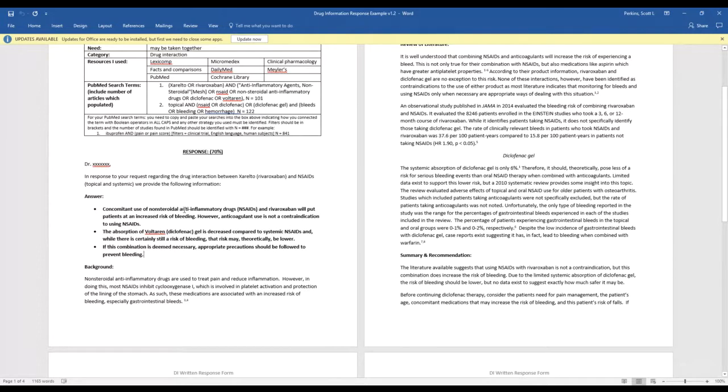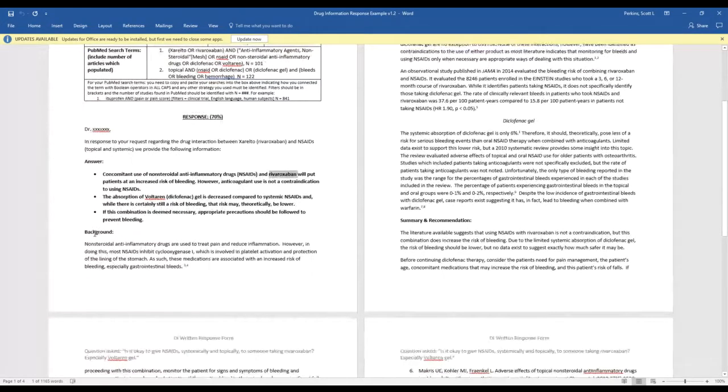I've directly targeted the issue with diclofenac gel, and I've directly targeted the issue regarding NSAIDs in rivaroxaban itself. We are obviously concerned about bleeds, and we're concerned about the overlapping risk of bleeds that inherently come with NSAIDs and the inherent risk of bleeds with an anticoagulant like rivaroxaban. So all that's in there.